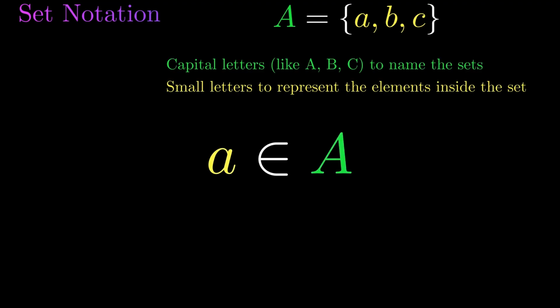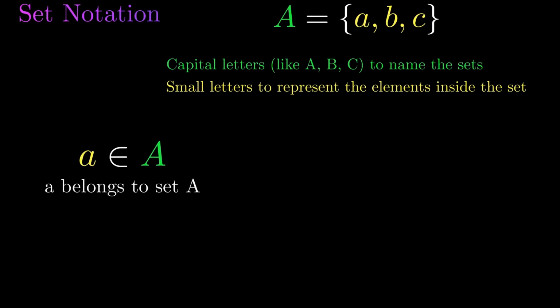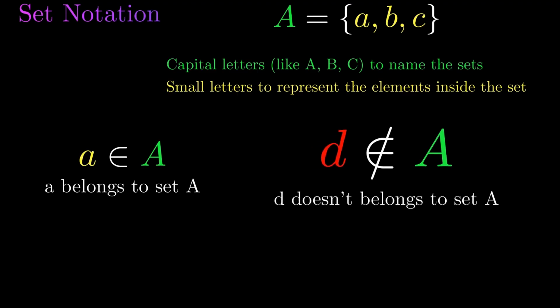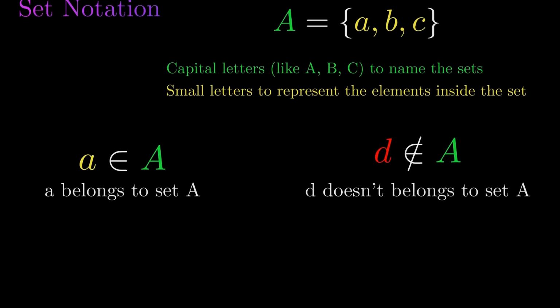We would read this as a belongs to set A. And if an element doesn't belong, we just put a slash through the symbol. This is read as d does not belong to set A. Simple as that. Okay, so we know what a set is.